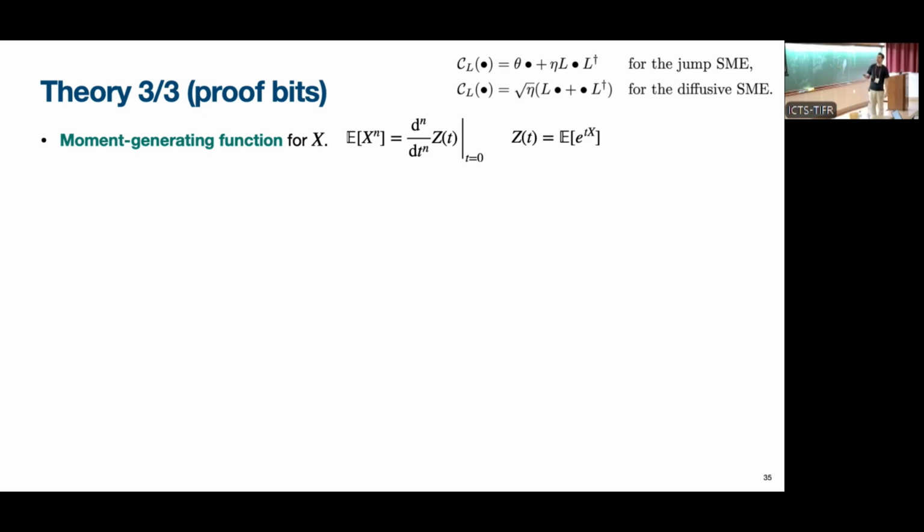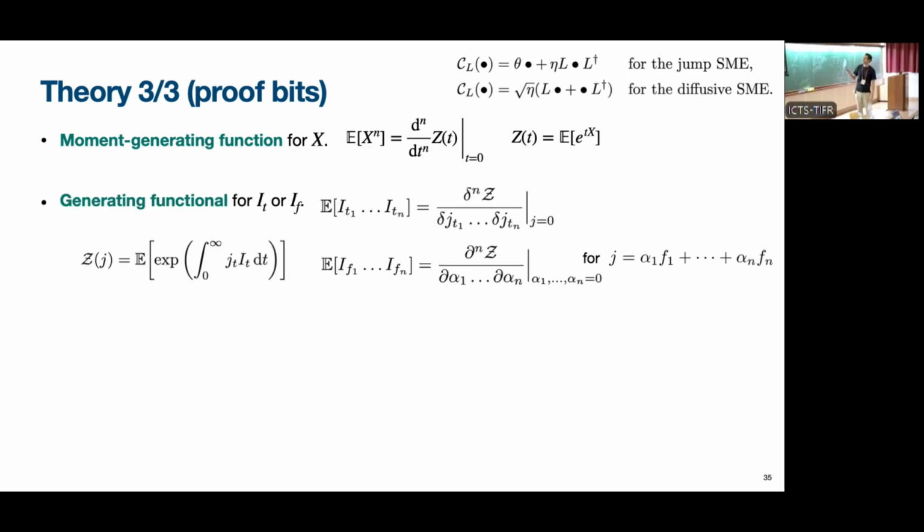For a random variable x, characterized by its moments, you can find them by looking at the derivatives of the moment generating function, which is the expectation value of exponential tx. For a stochastic process, we're going to use the exact same object, except that we're going to look at the stochastic process at different times. So instead of a function depending on a real-valued parameter, we're going to have a functional that depends on a function, to be able to touch different times. So this functional is here. It's the same formula as this one, except that instead of having t times the random variable, we have j, some function, times the signal.